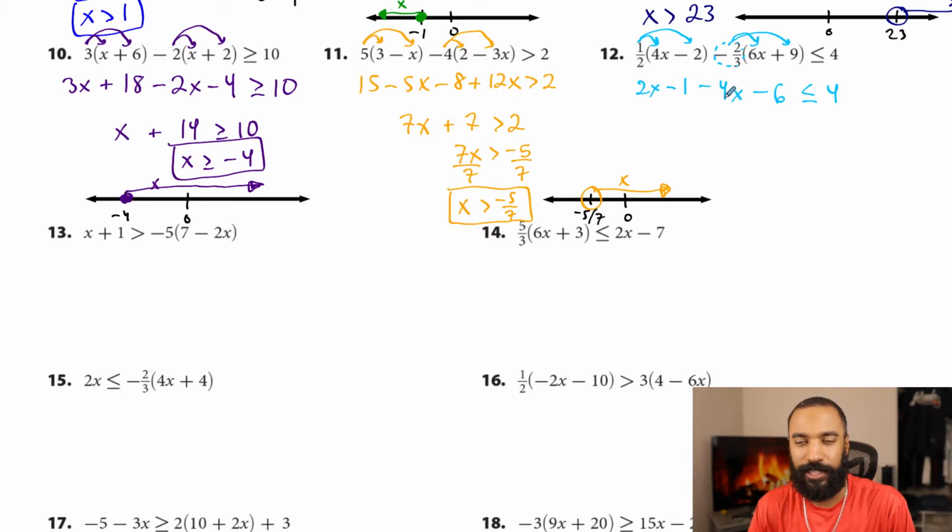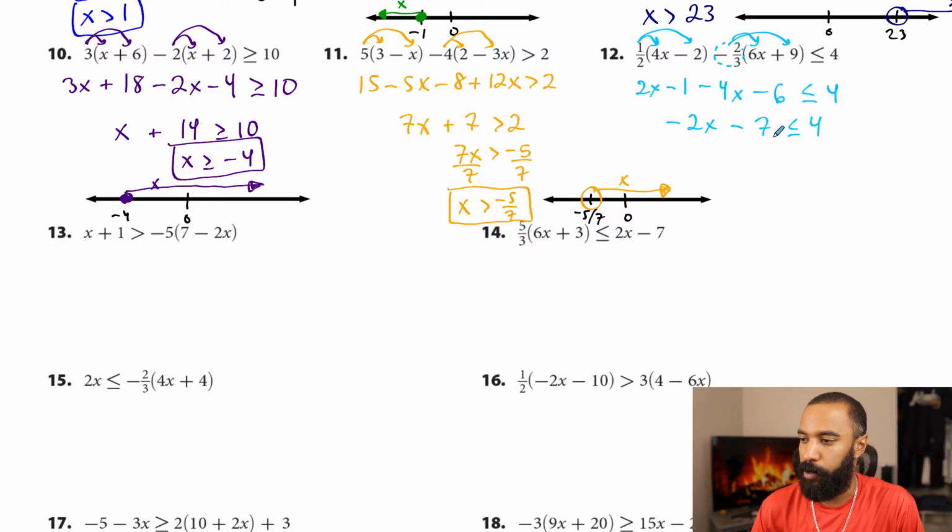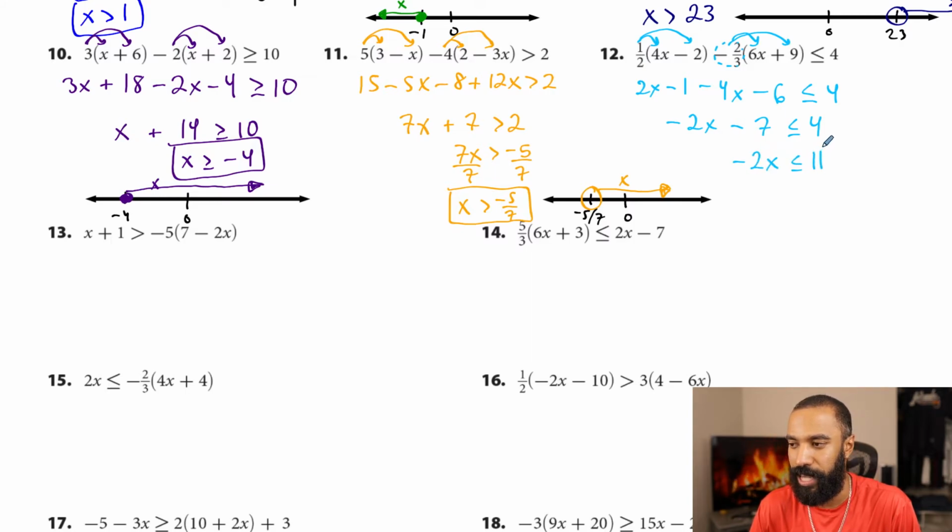2x minus 4x can combine to -2x. You can imagine something we're going to have to do in this problem. -1 minus 6 is -7. This is less than or equal to 4. Add 7 to both sides. 4 plus 7 gives me 11. -2x is less than or equal to 11.